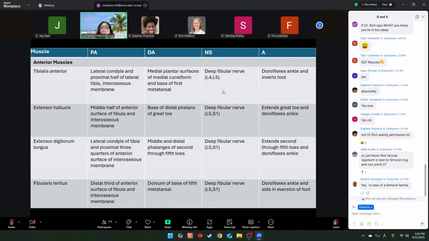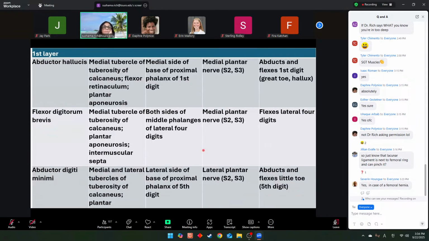So often when there's deep fibular nerve injury, you can have slight weakness in eversion because the fibularis tertius is going to be affected. So that's like an odd one out that is often asked on the exams. What is a muscle that does dorsiflexion and does eversion?